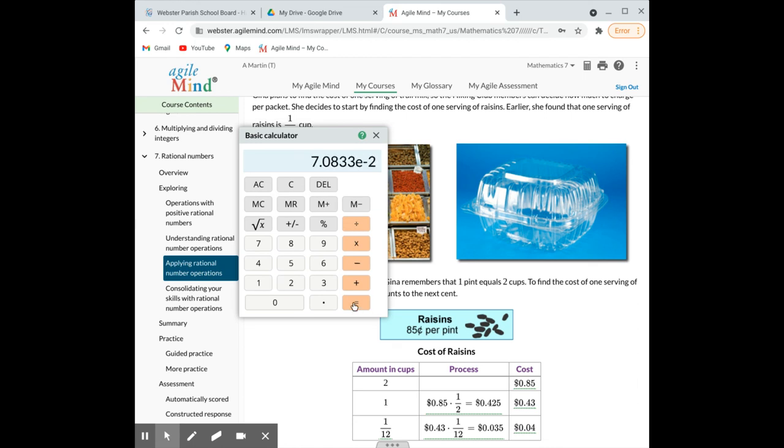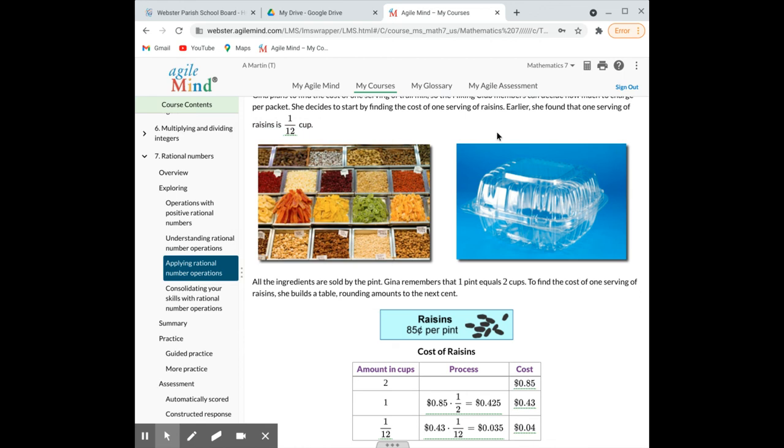They divided 85 cents by 12. Or in this case, they did 43 cents times 1/12, right? Yes. All right, so let's take a look at this.